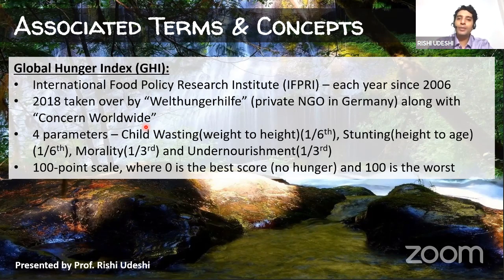Now about the Global Hunger Index, if you look at the previous year's papers, they also tend to ask you about what the indicators are. So there are 4 indicators.